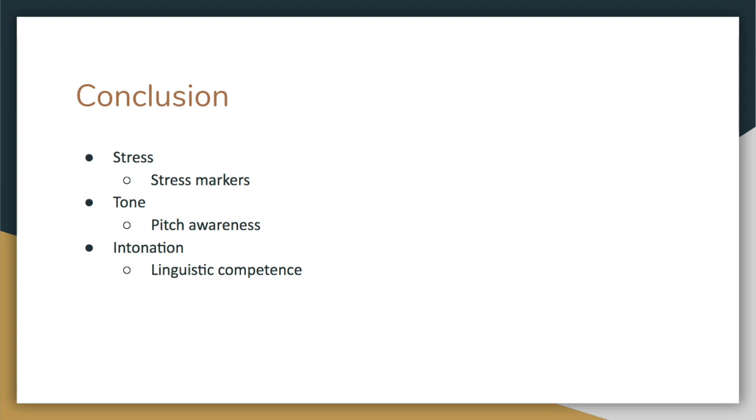Overall, Mandarin speakers are able to understand stress markers, but they pronounce them at a higher intensity. Tone discrimination translated to increased awareness of pitch in English. Mandarin speakers used their linguistic competence from their tonal language to understand intonation in English. Despite the fact that Mandarin is a tonal language and English is an intonation language, we found that ultimately this does not affect Mandarin speakers' ability to understand suprasegmental features in the English language.